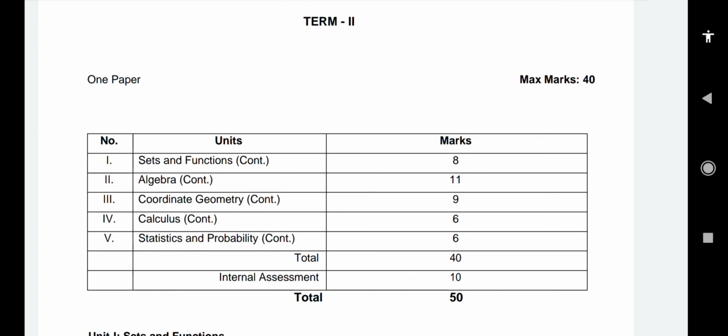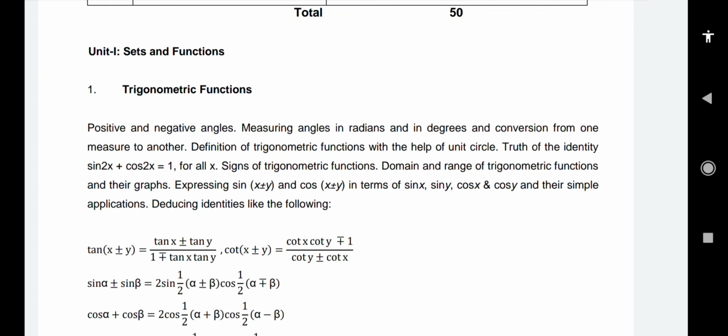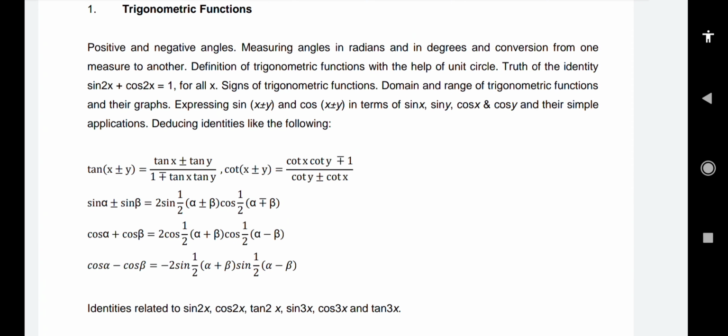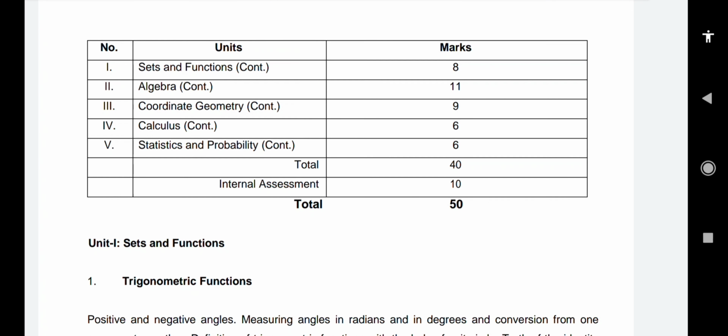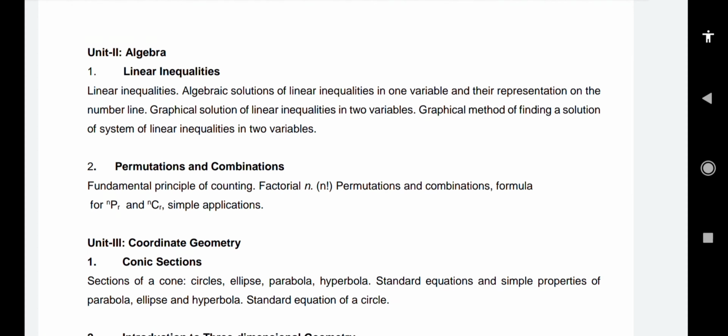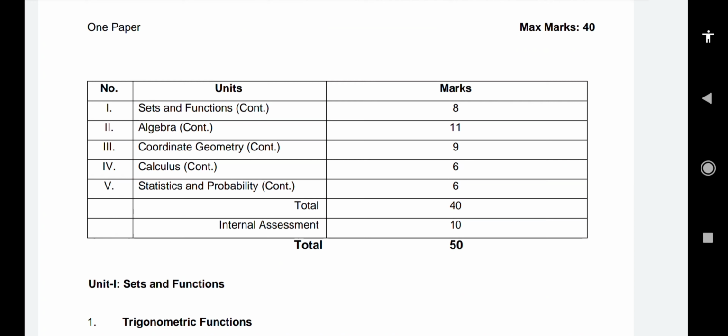Now this is term 2 syllabus, which again has 5 chapters. This is the continuation of all the chapters. Sets and functions 8 marks, algebra 11, coordinate geometry 9, calculus 6, statistics and probability 6. Sets and functions here has trigonometric functions, that's all. So it is for 8 marks. Now the second chapter, which is algebra, has linear inequalities, permutations and combinations. So it is for 11 marks altogether.